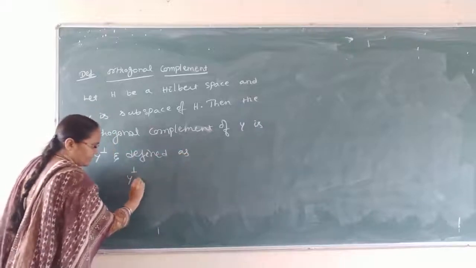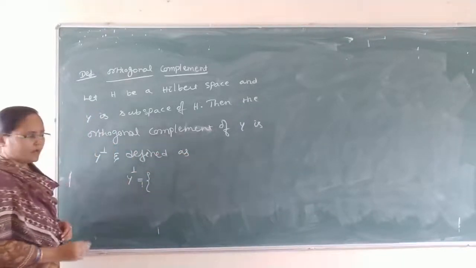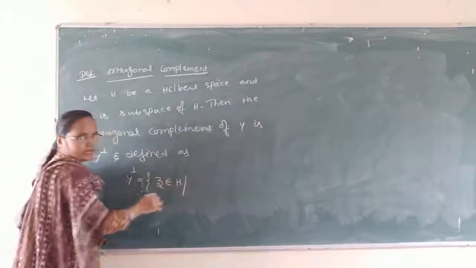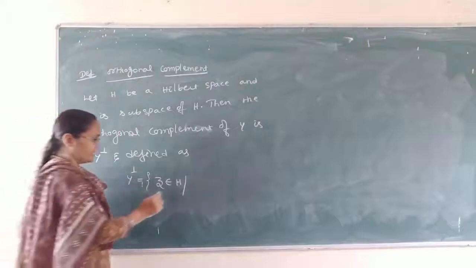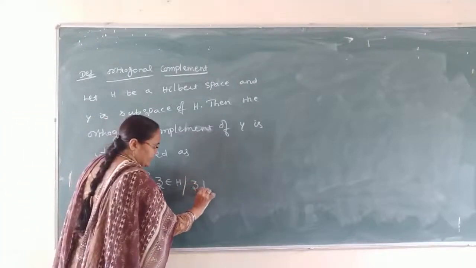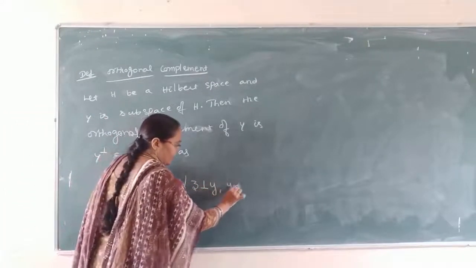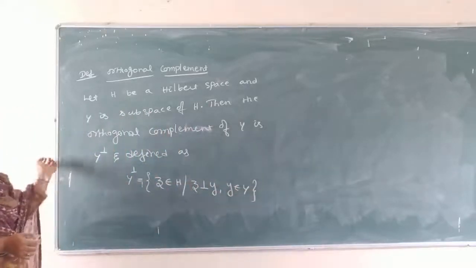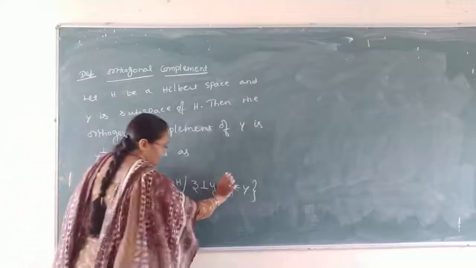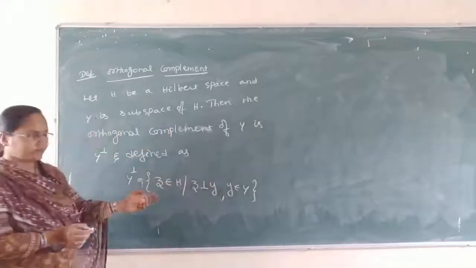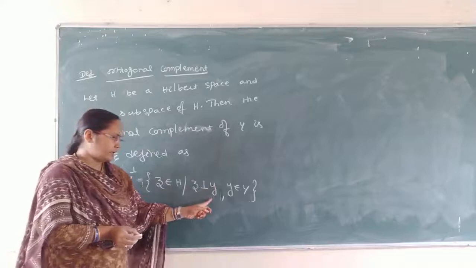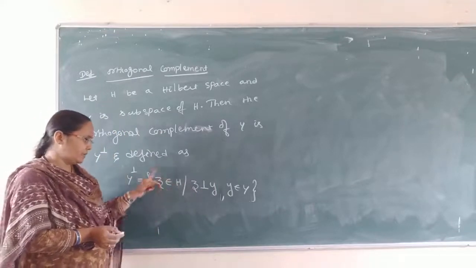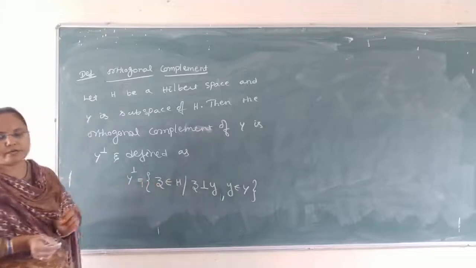Y orthogonal complement is equal to all the Hilbert space elements Z belongs to H satisfying the condition Z is orthogonal to y, where y belongs to capital Y. So here Z is orthogonal to the elements of Y. Then this Z belongs to already in the H, same Z belongs to Y orthogonal complement.